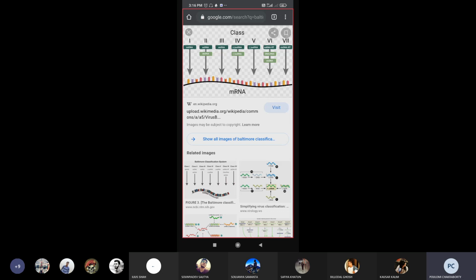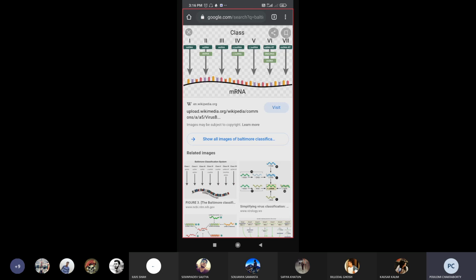mRNA is the messenger RNA. From DNA, the RNA that is formed is always a messenger RNA, and from that messenger RNA, protein is synthesized. So whenever your system needs any protein, this protein comes from the messenger RNA.